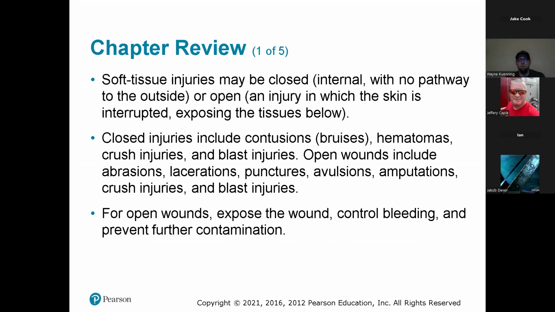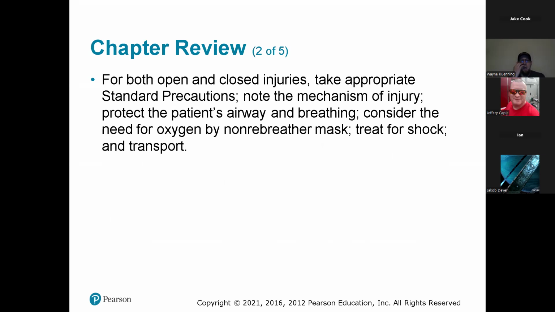For open wounds, we're going to expose it if it's safe to do so. Observe the wound and address it accordingly. Control bleeding and prevent further contamination. We're always going to use our PPE, primarily gloves, and if mechanism of injury says so, we need to wear face shields and maybe a gown. Note the mechanism of injury, what caused this patient's trauma, protect the patient's airway, breathing, and consider the need for oxygen. Treat for shock and transport.